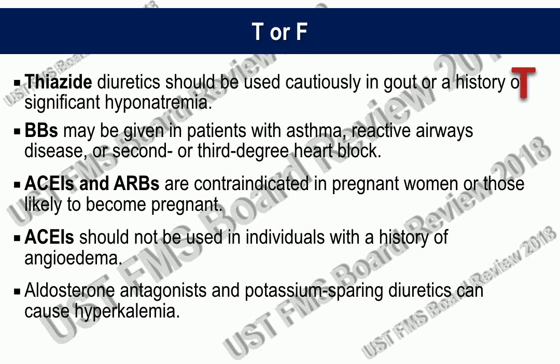Beta blockers may be given in patients with asthma, reactive airways disease, or even second or third degree AV block. That is false. These are actually contraindications to use your beta blockers. ACE inhibitors and ARBs are contraindicated in pregnant women or those likely to become pregnant. That is true. ACE inhibitors and ARBs should not be given in pregnant women because of their association with vascular anomalies.